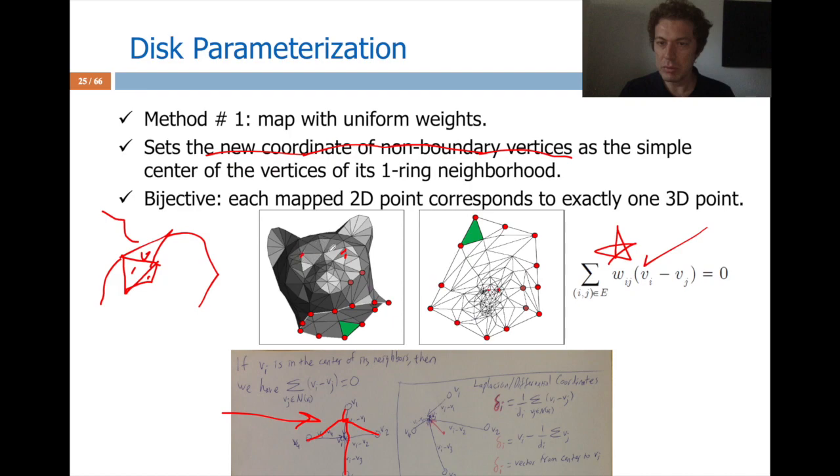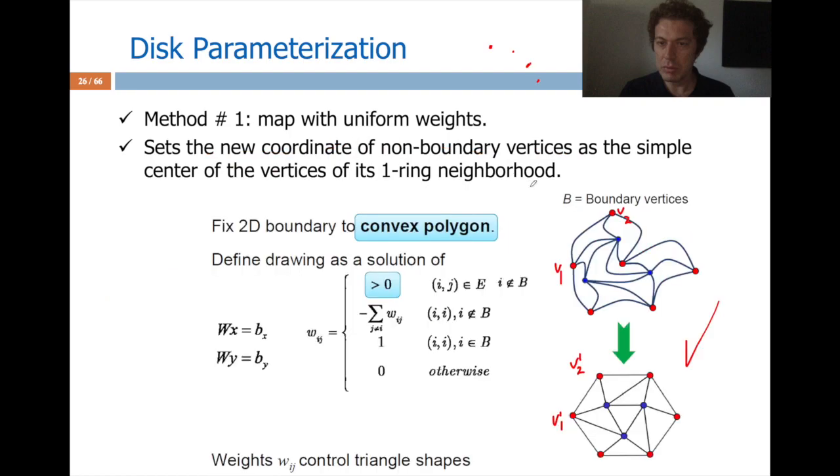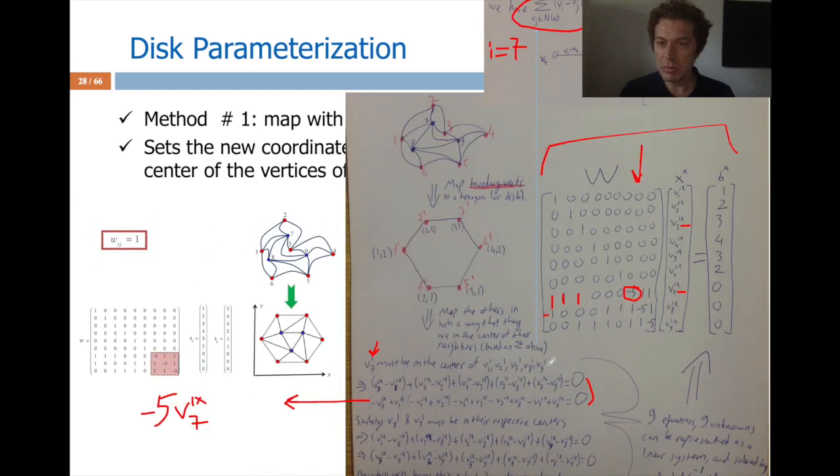But I may have 1 million other vertices on this domain, right? But the neighborhood is very local. It is like 7, 6. So it is very sparse in that row as well, in this row. So it's a sparse matrix.